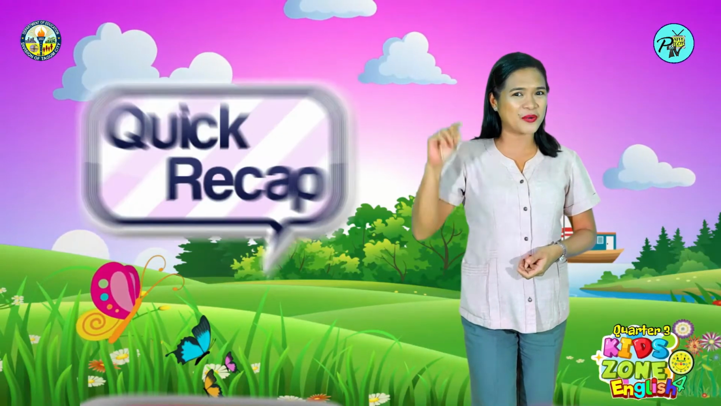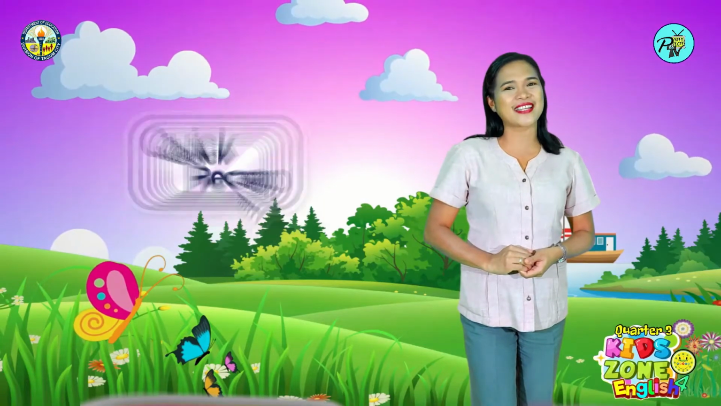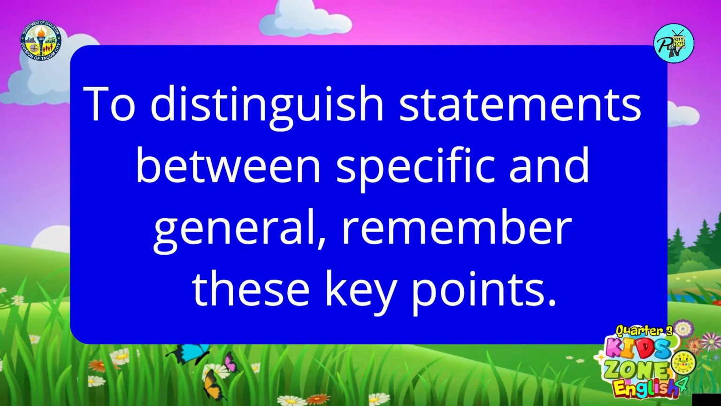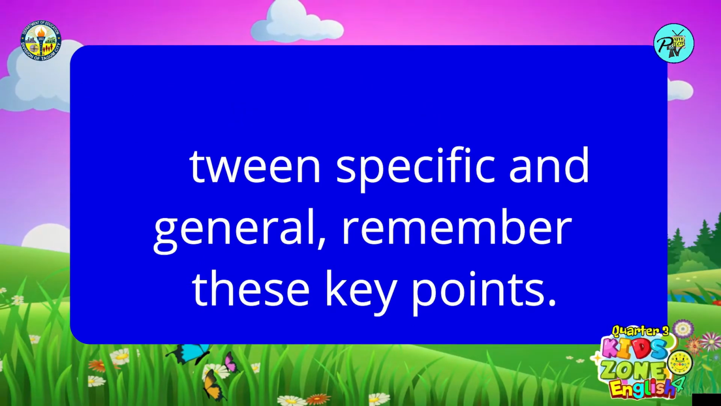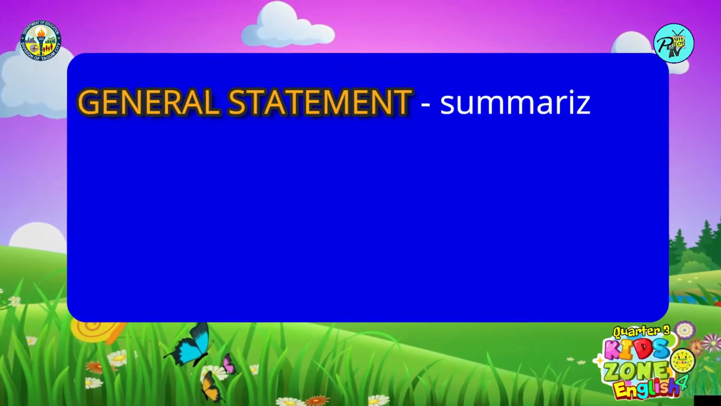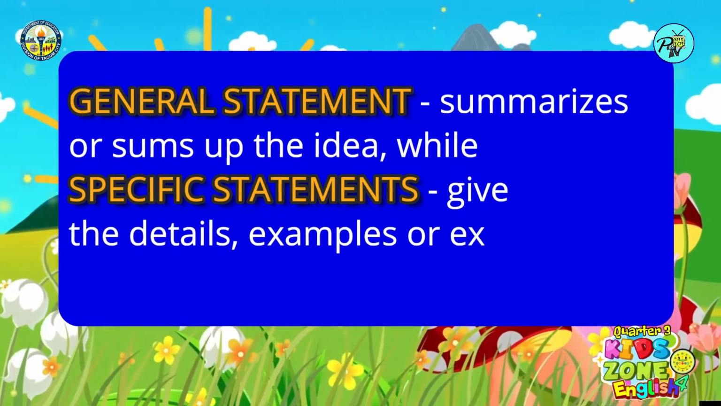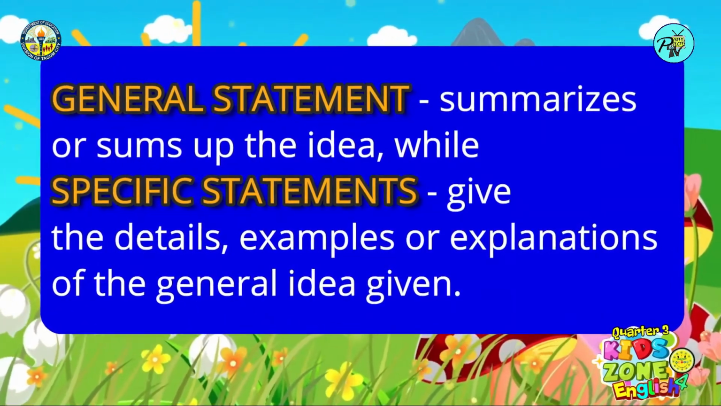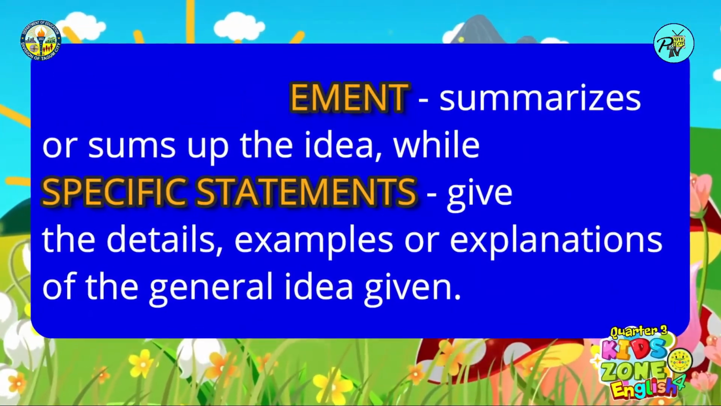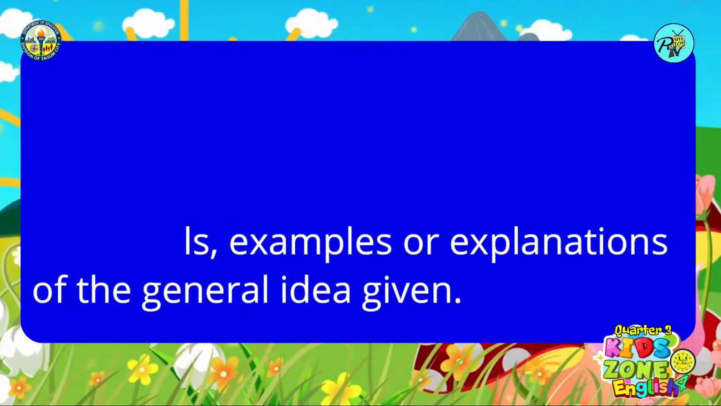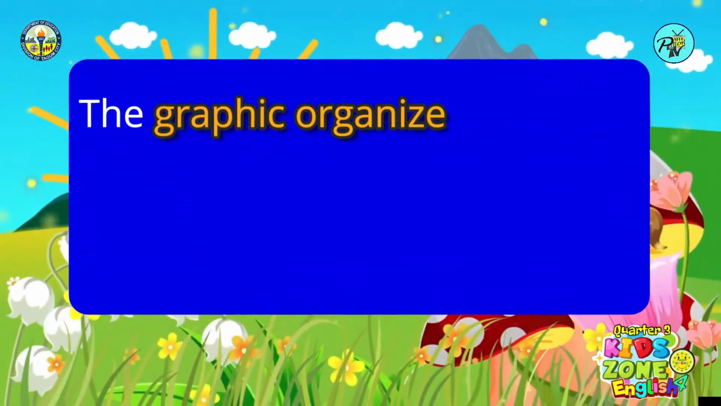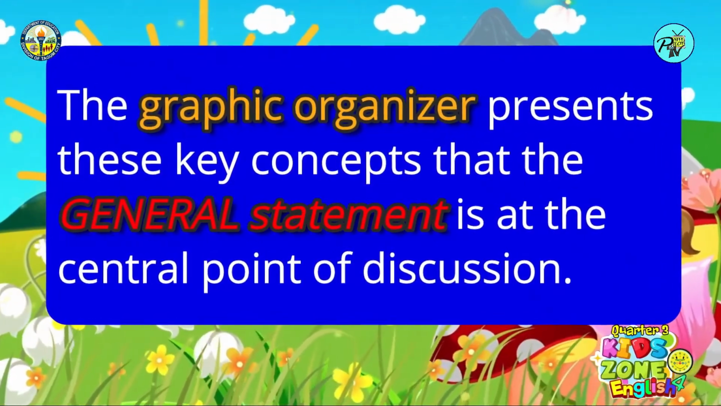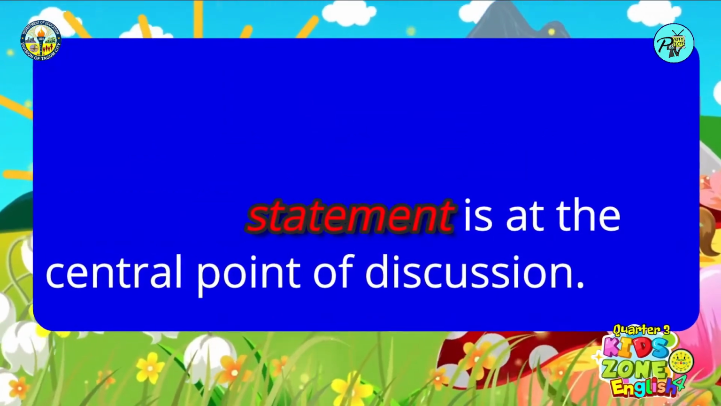Now let's have a quick recap about the topic discussed today. To distinguish statements between specific and general, remember these key points. General statement summarizes or sums up the idea, while specific statements give the details, examples, or explanations of the general idea given. The graphic organizer presents these key concepts that the general statement is at the central point of discussion.